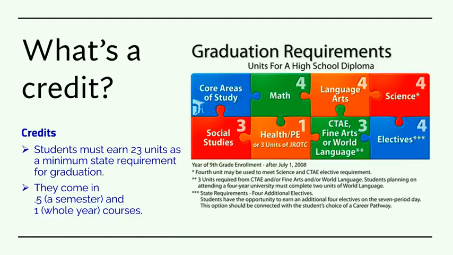So what's a credit? In the state of Georgia, you must earn 23 units in order to graduate from high school. They come in 0.5, which is going to be a semester class, and 1, which is going to be a year-long class. So you can see the credits are based on content areas. So for Connections, you can earn credits as electives in CTAE, Fine Arts or World Language, or in Health and PE.